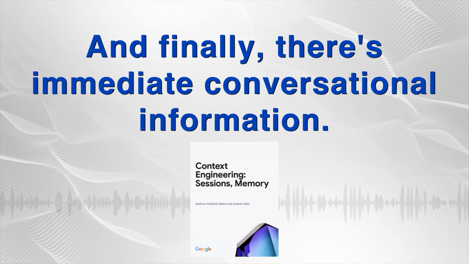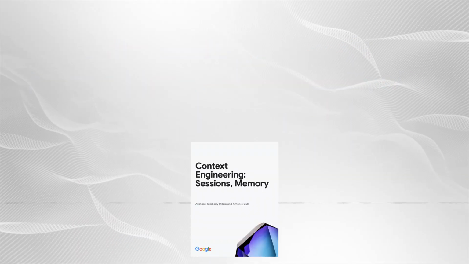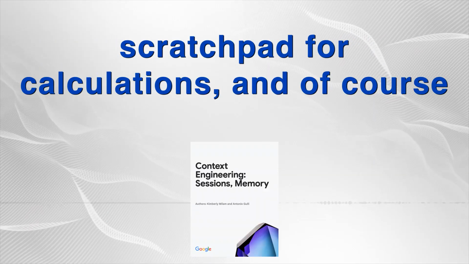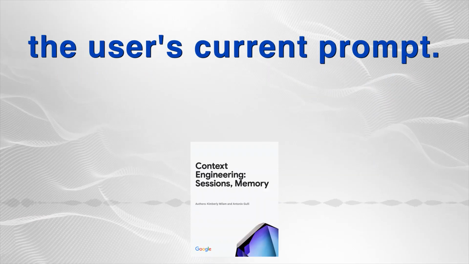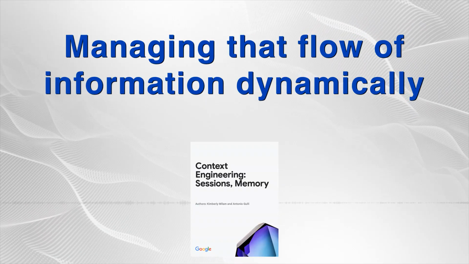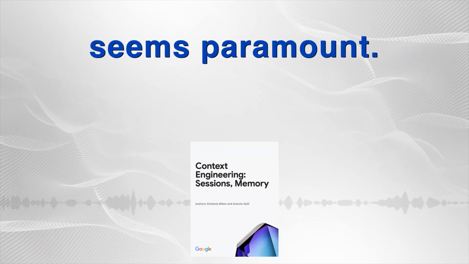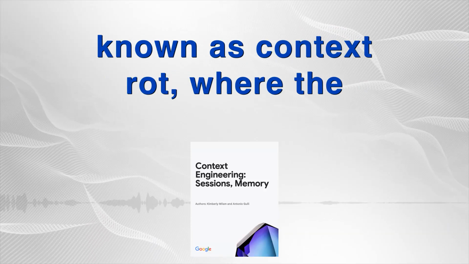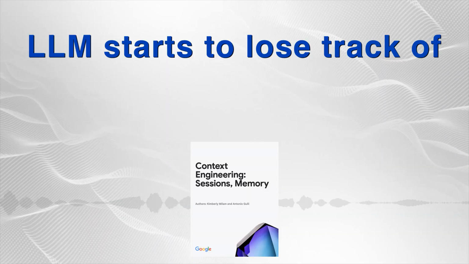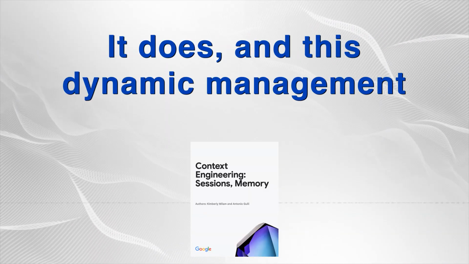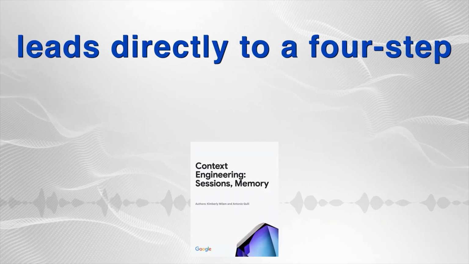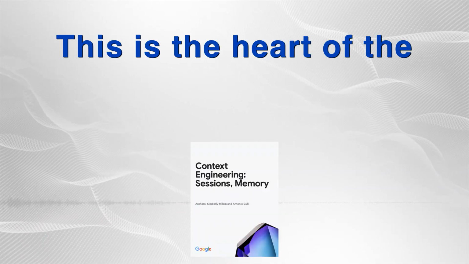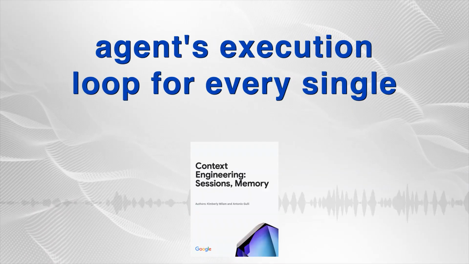And finally, there's immediate conversational information. This grounds the agent in the present: the conversation history, a temporary scratchpad for calculations, and of course the user's current prompt. Managing that flow of information dynamically seems paramount. If the context window gets too cluttered, we run into the problem known as context rot, where the LLM starts to lose track of details. It does. And this dynamic management leads directly to a four-step continuous operational cycle. This is the heart of the agent's execution loop for every single turn.